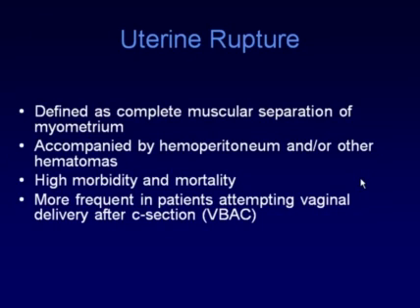Uterine rupture, therefore, is defined as a complete muscular separation of the myometrium. It is typically accompanied by some degree of hemoperitoneum or other hematomas in the area, and in this situation, the morbidity and even the mortality significantly increase. It is more frequent in patients who are attempting a vaginal delivery after a cesarean section, but any patient who has had a cesarean section potentially is at risk for this complication.